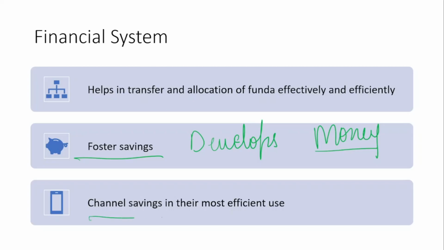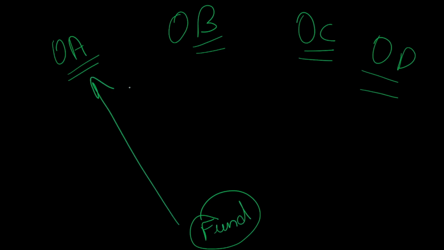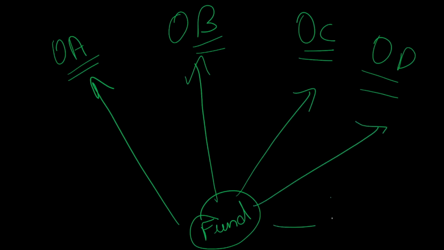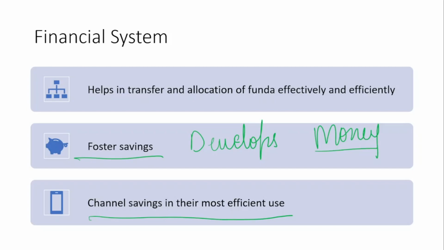Next, channel savings in the most efficient way. We have option A, option B, option C, option D. You have some fund with you, but you don't know whether to go to channel A, B, C or D. With the help of this financial system, you can choose the appropriate channel. Which channel is best for you? Which channel will give more returns for you? You can choose among those channels and select the best way. So financial system is all about these things.